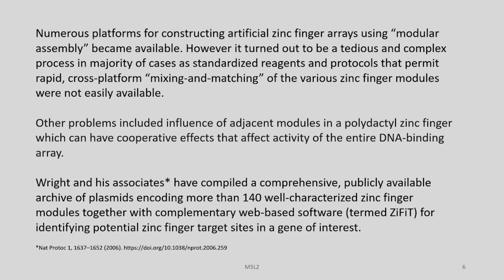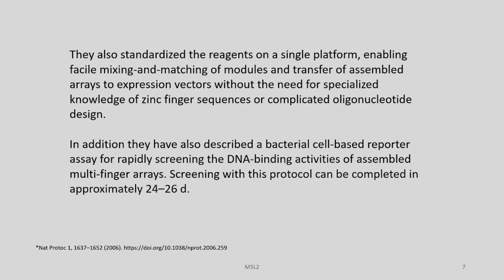Wright and his associates have compiled a comprehensive, publicly available archive of plasmids coding more than 140 well-characterized zinc finger modules, together with complementary web-based software, ZiFiT, for identifying potential zinc finger target sites in a gene of interest. They also standardized the reagents on a single platform, enabling facile mixing and matching of modules and transfer of assembled arrays to expression vectors without the need for specialized knowledge of zinc finger sequences or complicated oligonucleotide design.